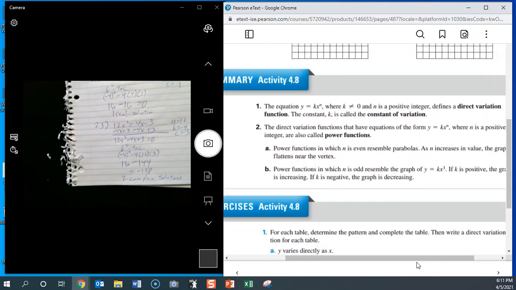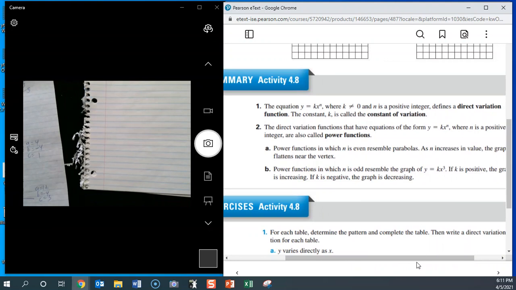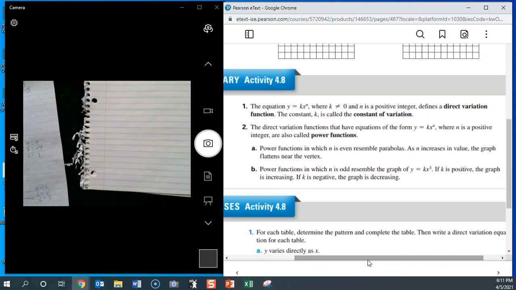Now let's take a look here at this summary activity. And I may have to write this down myself. It says the equation y equals kx to the n, where k is not equal to 0 and n is a positive integer, defines a direct variation function. The constant k is called the constant of variation. Okay, now the direct variation functions that have equations of the form y equals kx to the n, where n is a positive integer, are also called power functions.